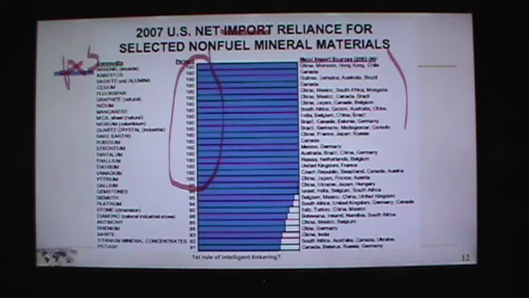China, Morocco, Brazil, Canada, Mexico, Swaziland, Gabon. We have a lot of different countries that we import from all over the world to provide it, because we don't mine all this stuff ourselves. Either we don't have these mineral resources, or we aren't willing to do what it takes to get them out of the ground.